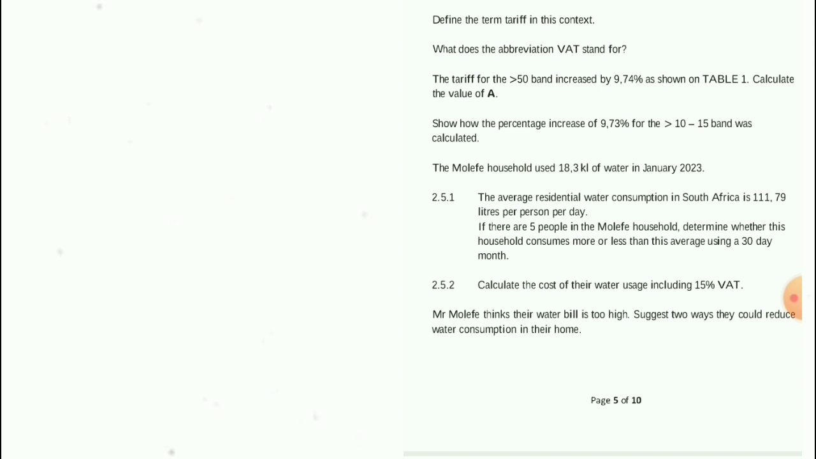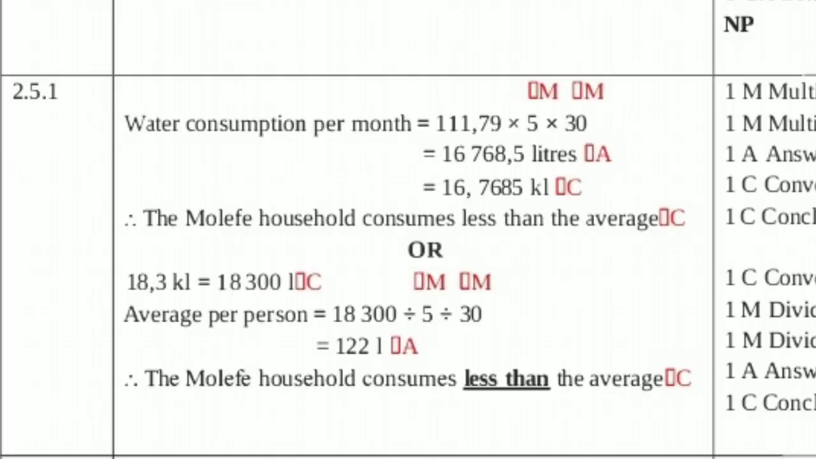Then what we do, we take that comma and we say 16,7685 kl. So we just move the comma there. The answer is 16,768.5. Then we take the comma between the 8 and the 5 and put it after the 16, so that we can get a more accurate answer in kiloliters. So as you can see, we got 16,7685 kiloliters.